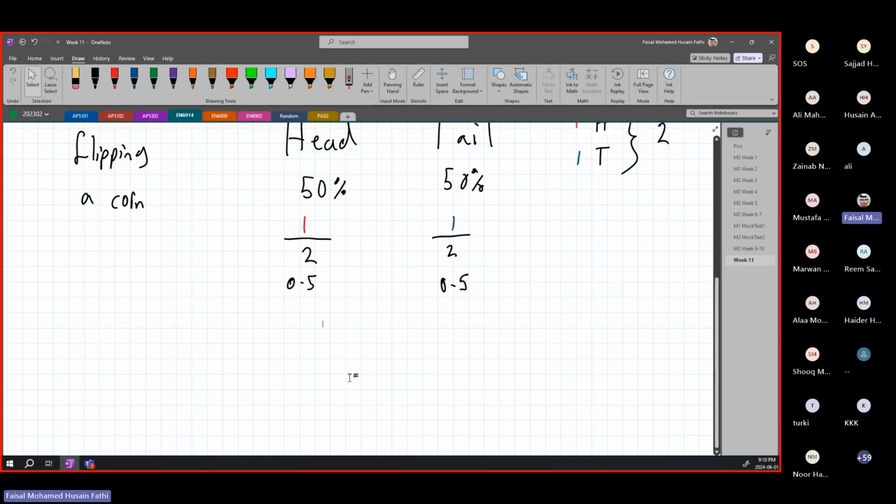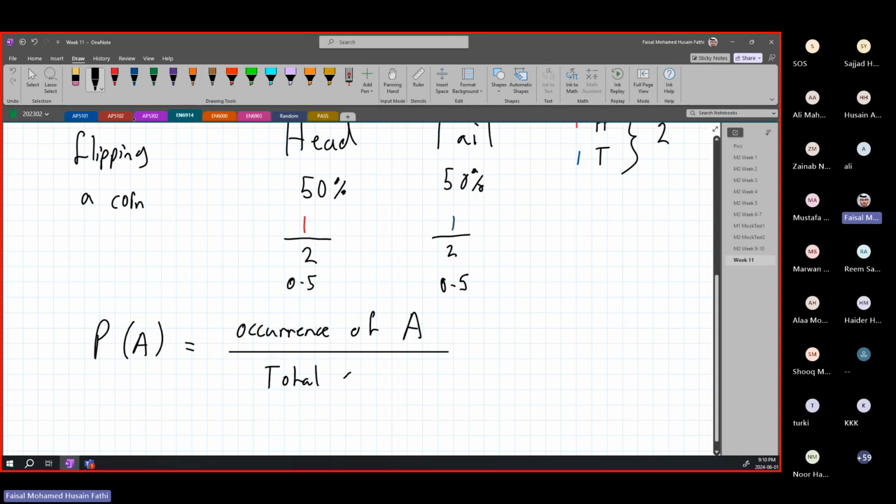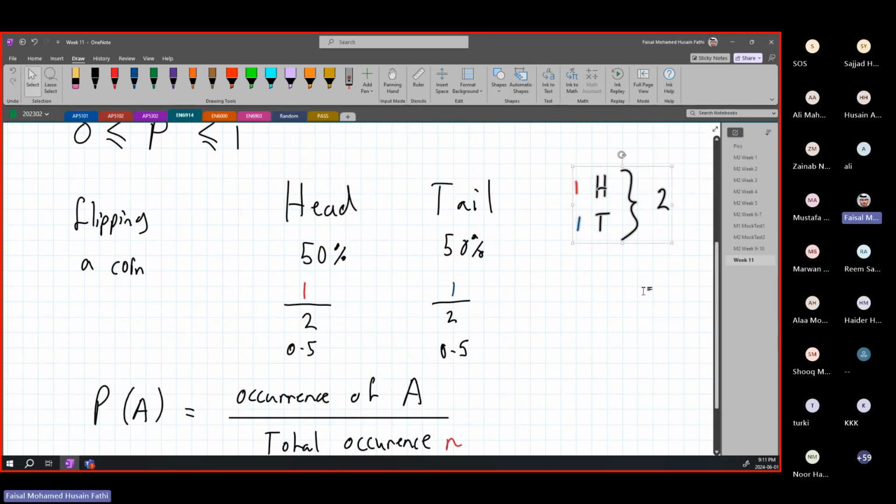So now the probability here, if you want to calculate it, this is the method that you will do. The probability of an event, we'll call it A, is going to be the occurrence of A, the number of times A will occur, over the total occurrence, usually N. So how many times will A happen? How many times will A occur in your set? Divided by the total possibilities in the set.